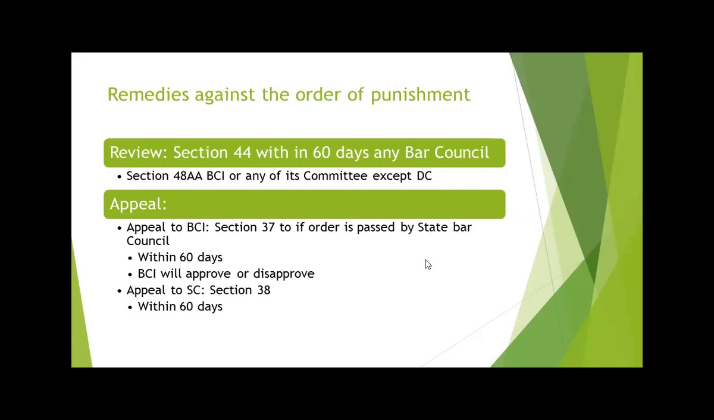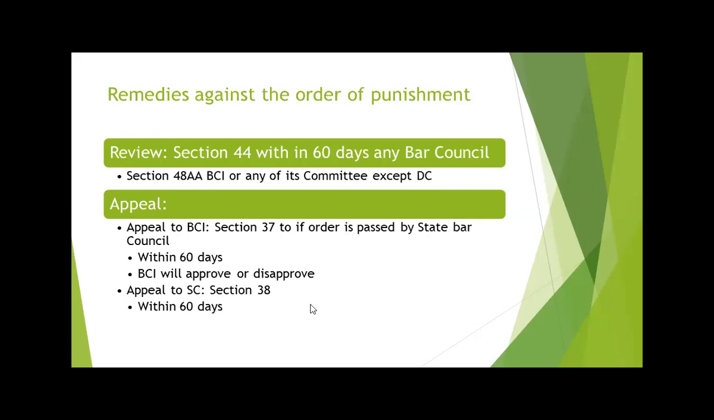The next one is appeal to the Supreme Court. See, Section 38 says appeal to the Supreme Court from the judgment of the BCI disciplinary committee. Here, Section 37 is for the State Bar Council disciplinary committee. Here, this one is the orders passed by the disciplinary committee of the BCI.